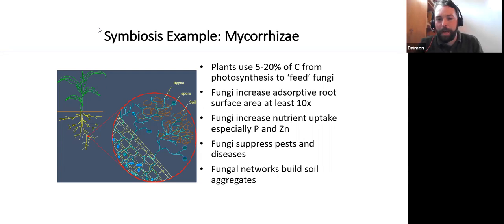And again, talking about those soil aggregates, the fungal networks really help to build those soil aggregates, which are really important. All right, next slide, Carl.